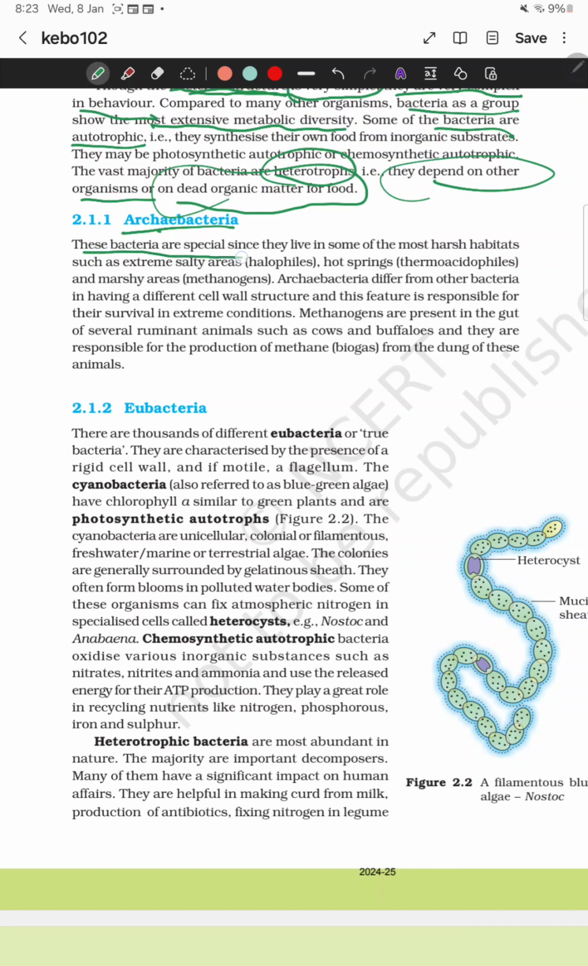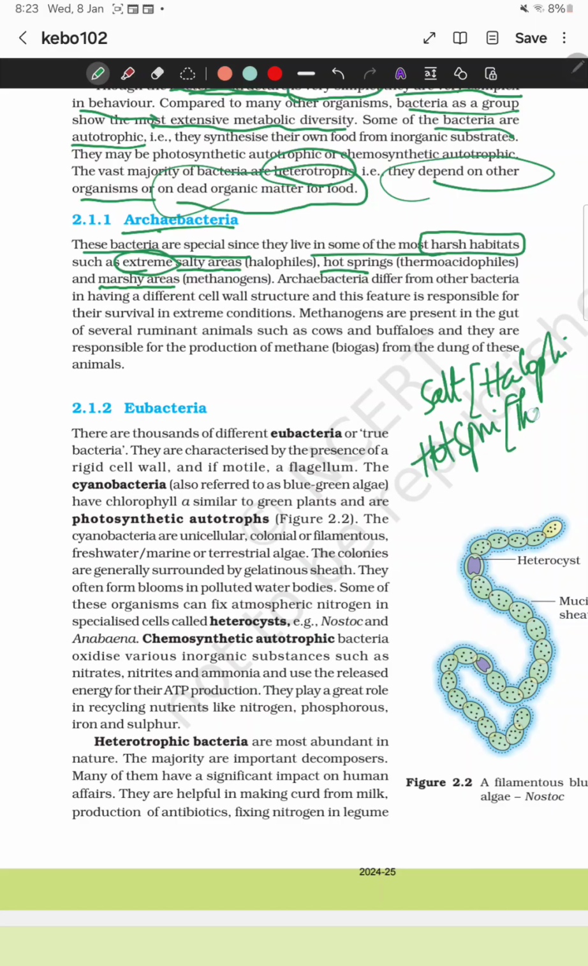Archaebacteria. These bacteria are special, living in the most harsh habitats, extreme meaning very severe, such as salt areas, hot springs, and marshy areas. Those seen in salt areas are known as halophiles. Those in hot springs are known as thermoacidophiles. In marshy areas, they are known as methanogens.